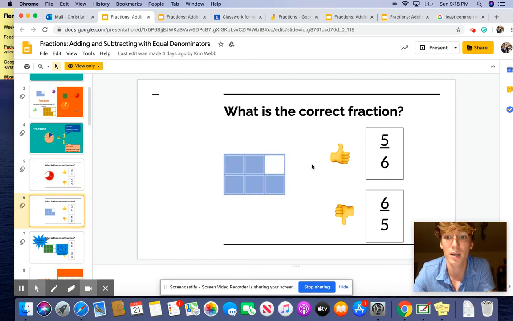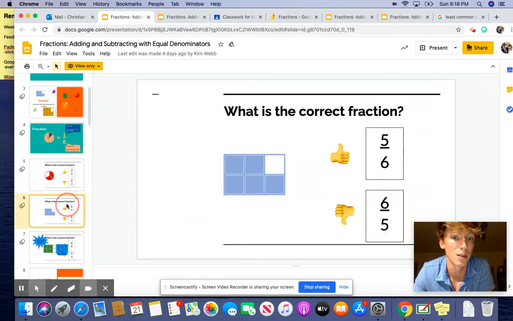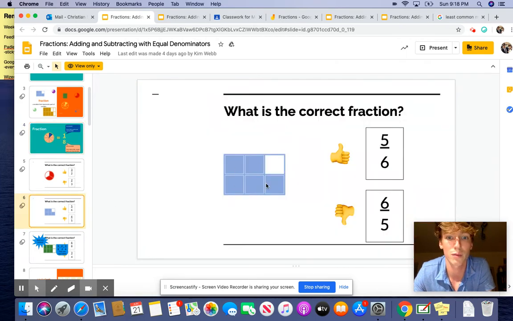What is the correct fraction? Well, we have 1, 2, 3, 4, 5, 6 pieces. That's total, right? So total means it should be on the bottom, right? Okay, how many total? Okay, yeah. So it should be on the bottom. So we have 6 right here. And then let's flip back and see what's supposed to be on top. So it says how many parts are represented. And we have 5 blue ones. So it's going to be 5 blue out of 6. Perfect.